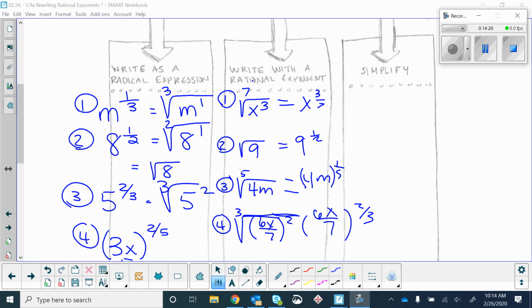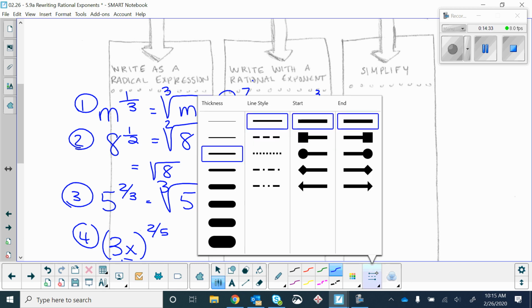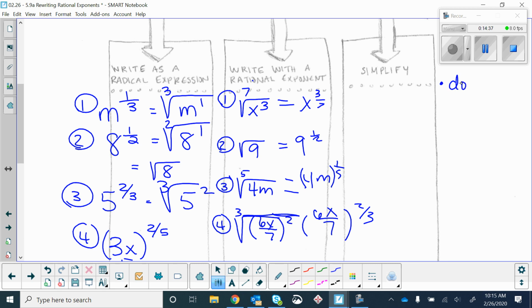That's a lot of words, but here's what I want you to write down. I'm not going to give you numbers that are so big that you can't just use your baby calculator. So write this down on the side somewhere. Do root first. Do power second.